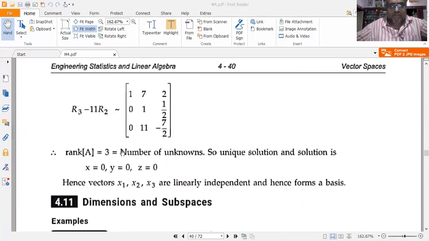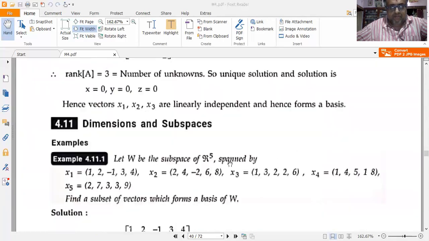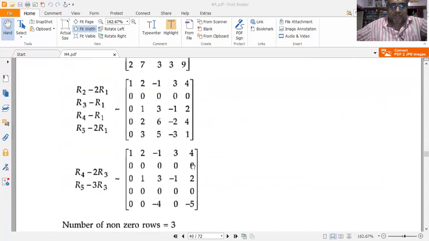So the rank of A is equal to 3. That's why, as there are 3 unknowns, it has a unique and definite solution, given by x is equal to 0, y is equal to 0, and z is equal to 0. So that's why we conclude that x1, x2, x3 are linearly independent, and hence they definitely form a basis. Now we shall solve some problems on dimensions and subspaces.